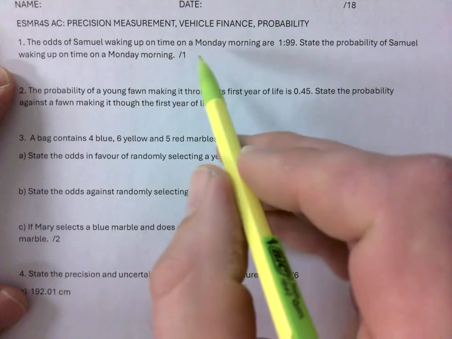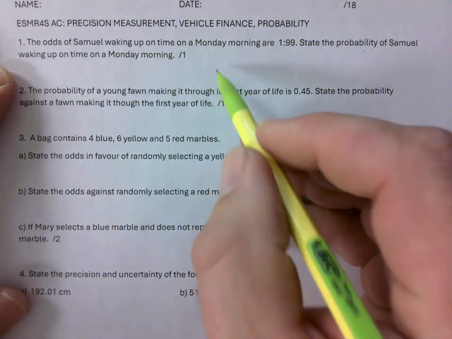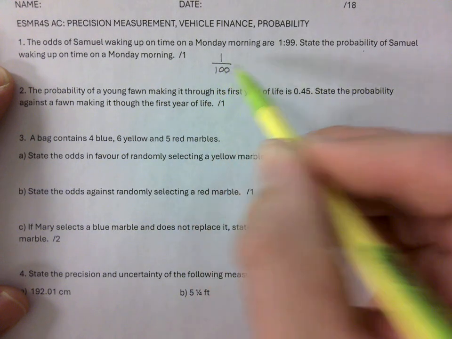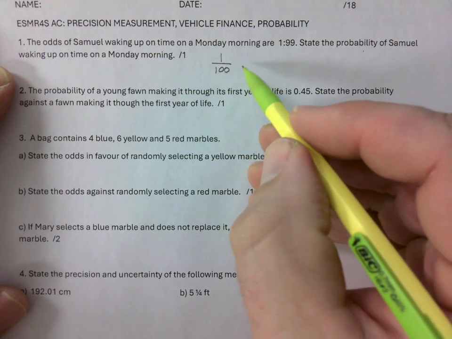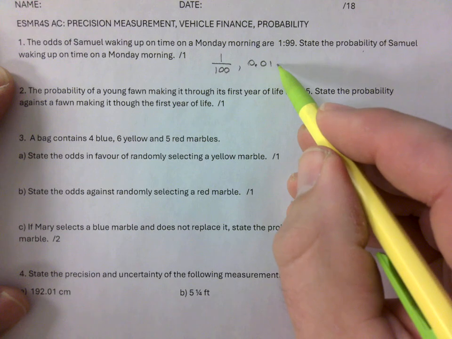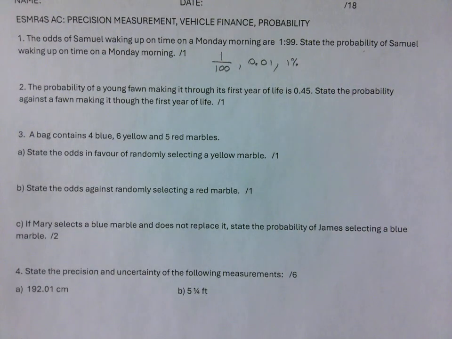The odds of Samuel waking up on time on Monday would be 1 to 99. State the probability of him waking up on time. All I need to see is this, right? You would add the 1 to 99 and go 1 over 100. If I asked you as a decimal, that'd be 0.01, or 1%. So if it said the probability of him sleeping in, then it actually would be 99%, right? Chance, but waking up is very low.